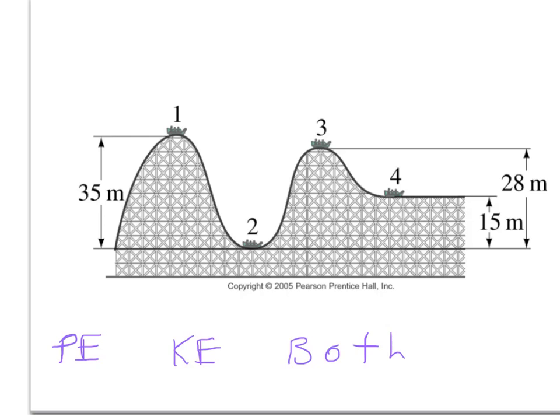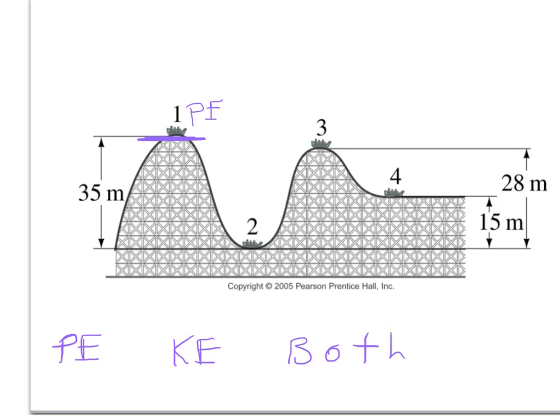Okay, here we go. Point 1 has potential energy. It is at its highest point, and the problem text told us that this is where the car starts, and it starts here from rest. So it has no kinetic energy, it's not moving, has only potential energy.